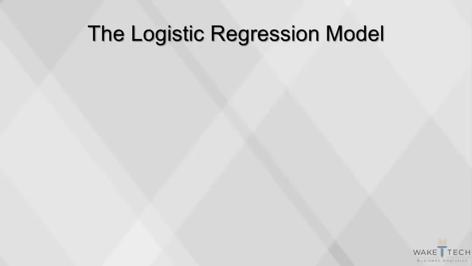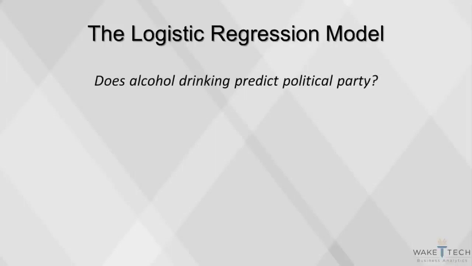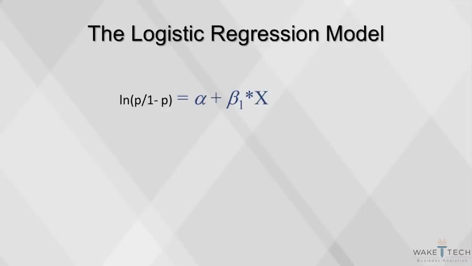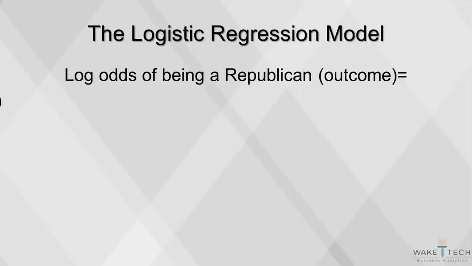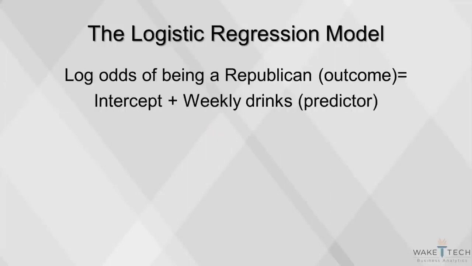Let's look at a very simple example of a logit function. Does alcohol drinking predict political party? Political party is the outcome variable, and it is binary. Therefore, we need a logistic regression. A typical logit equation contains the log of the odds ratio as the outcome, which is a linear function of the predictors x. The logit model to measure the impact of drinking on voter choice is going to be set up as follows. The log of the odds ratio will be measured from data on x, where x here is the number of drinks per week.